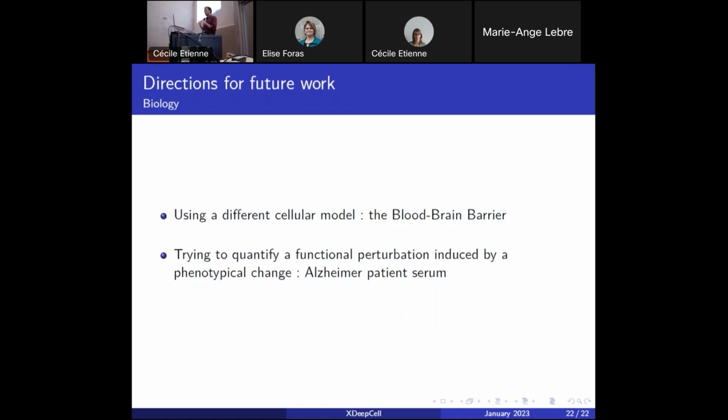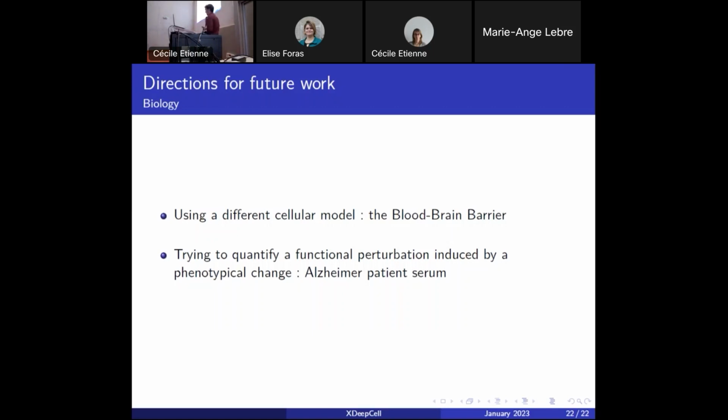It could serve to see if the Alzheimer patient serum modifies this permeability of the blood-brain barrier, and then deteriorates the brain, kind of. I'm no biologist, sorry, but the idea is this, kind of.